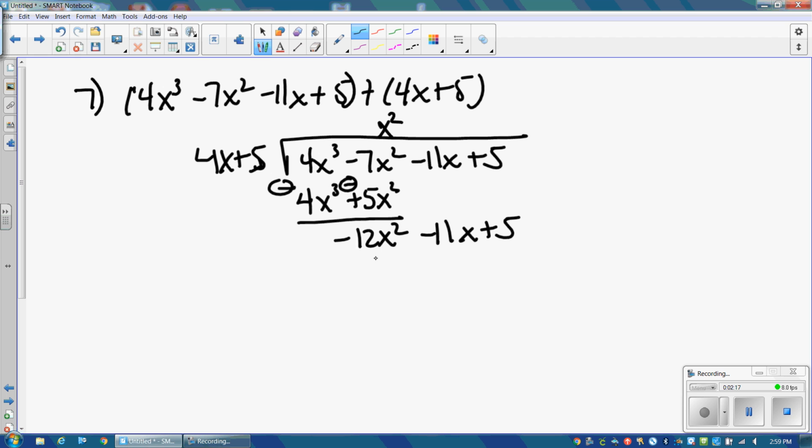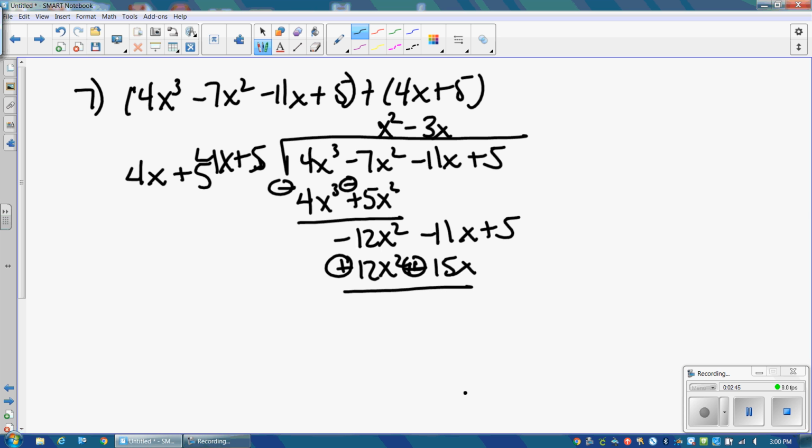4x times what is negative 12x squared? It'd be times negative 3x. Negative 3x times 4x is negative 12x squared. Negative 3x times 5 is minus 15x. Draw the line. Now I'm going to subtract. And when I subtract what was already a minus, it makes it plus. Subtracting a minus 12x squared makes it plus 12x squared, so that cancels. And then a minus 11x, now plus 15x is going to be 4x plus 5.